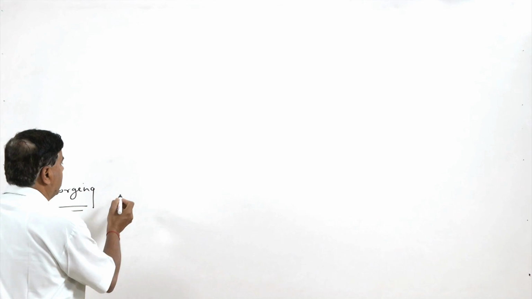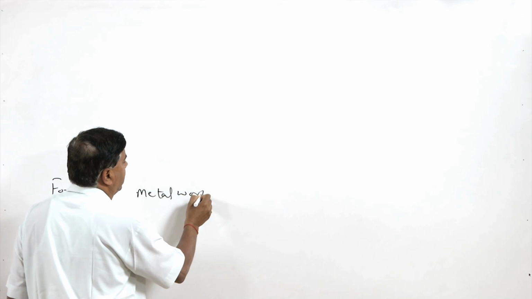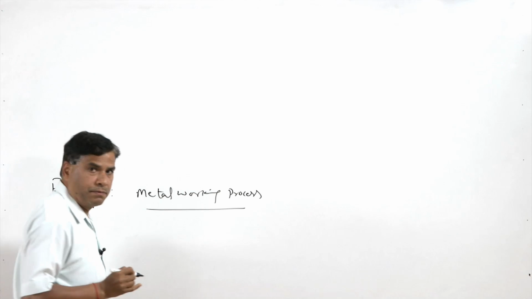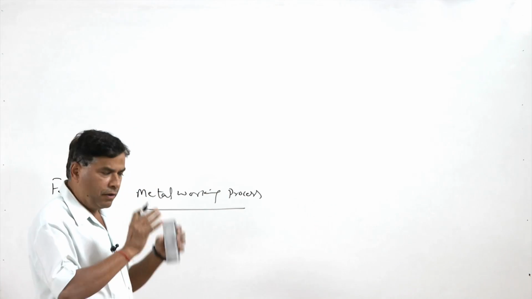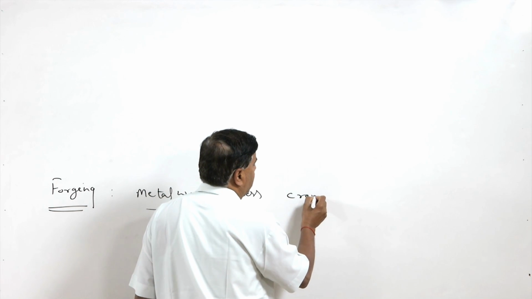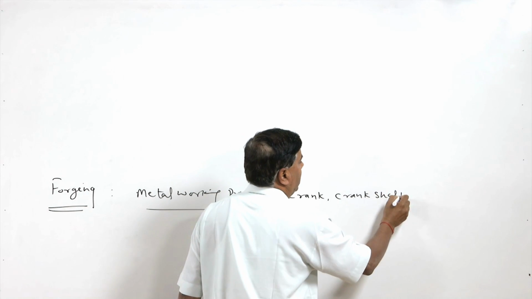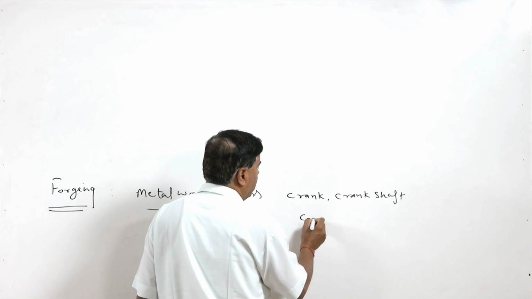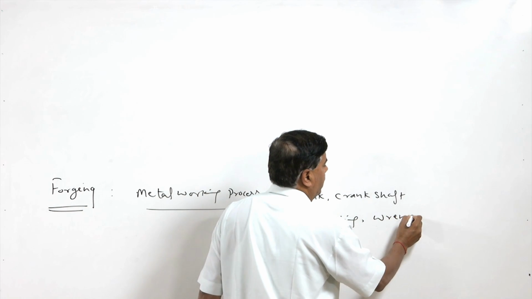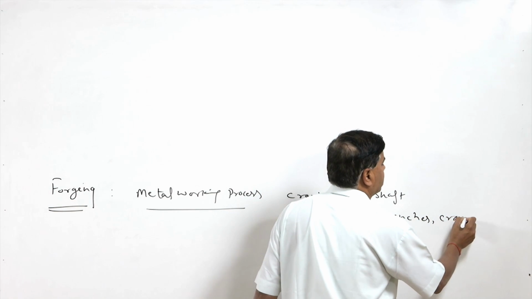This is a very important metalworking process, of great commercial importance because it is extensively used for making a variety of products, like crankshafts for automobiles, connecting rods, wrenches which are used for assembling and disassembling purposes, and crane hooks.